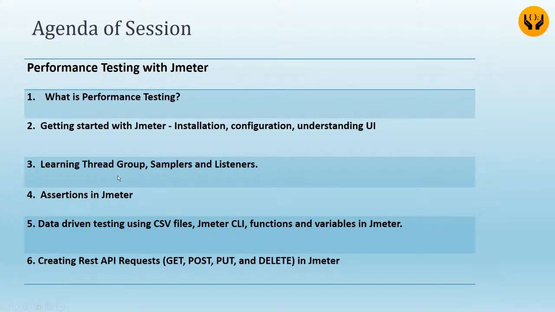Then we'll understand different components in JMeter, for example thread groups, samplers, listeners, how we do assertions in JMeter, how we can do data-driven testing using CSV files, how we can run JMeter with the CLI, what the functions and variables in JMeter are, and we'll also see how we can manage the API requests in JMeter. So let's move on.